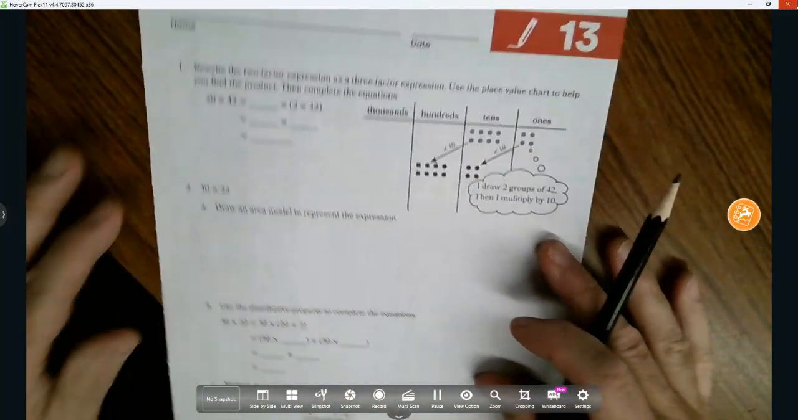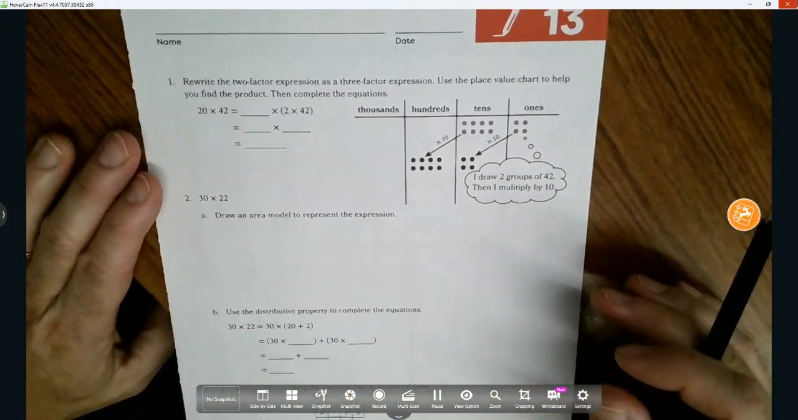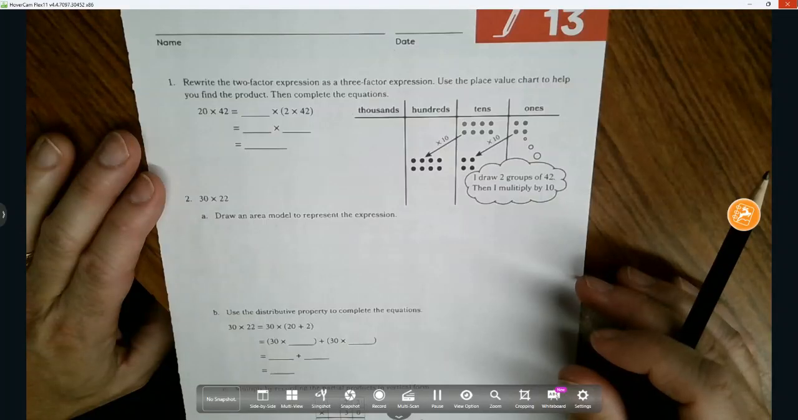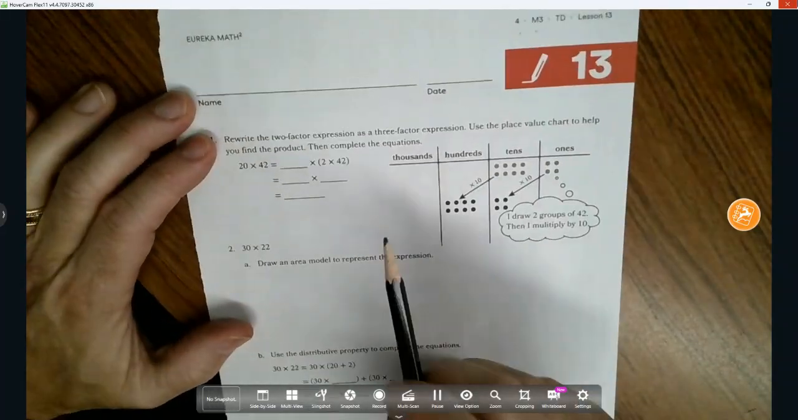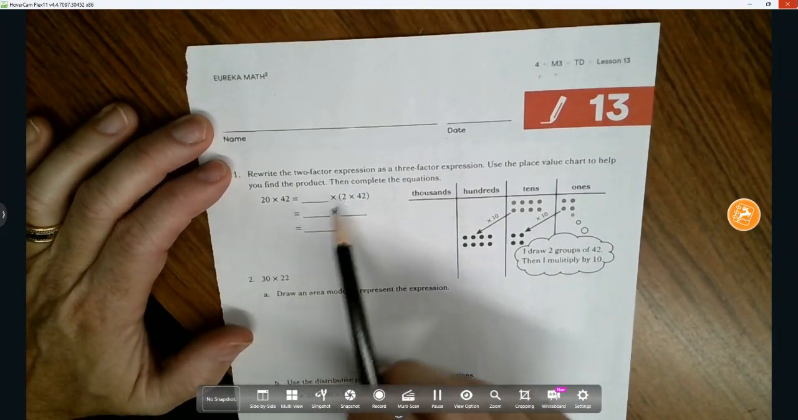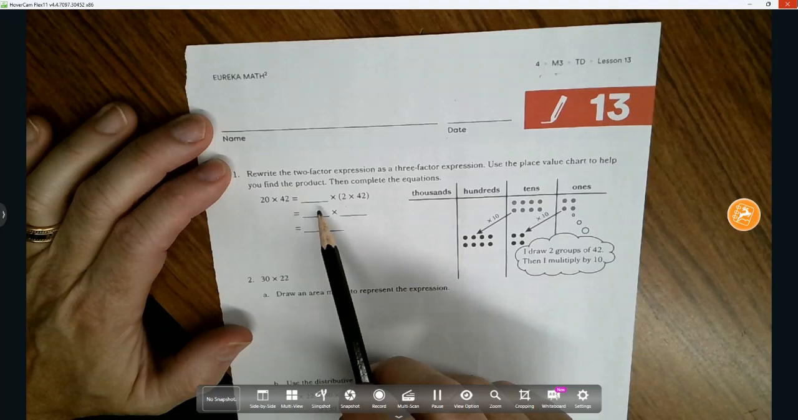All right, so now we finally got there. Now we're doing 2-digit times 2-digit multiplication. It's a whole new world. It's a little bit more work we have to do. So let's stop and look at it. So we use the distributive property and we break it apart a little bit.